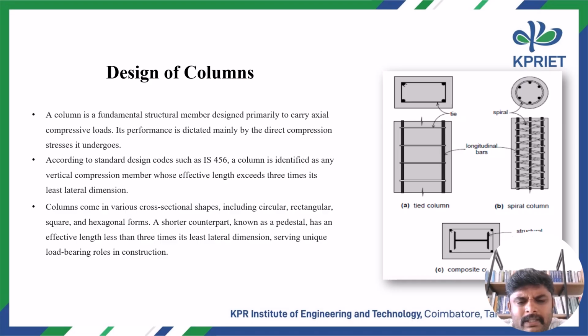So next one, design of columns. A column is a compression member provided to carry a compressive load. In that, the tied column has lateral ties, like stirrups in a beam, with pitch being the spacing between the ties. One more type is the spiral column, tied with spiral reinforcement. And sometimes a steel member is combined with concrete, that is a composite column.